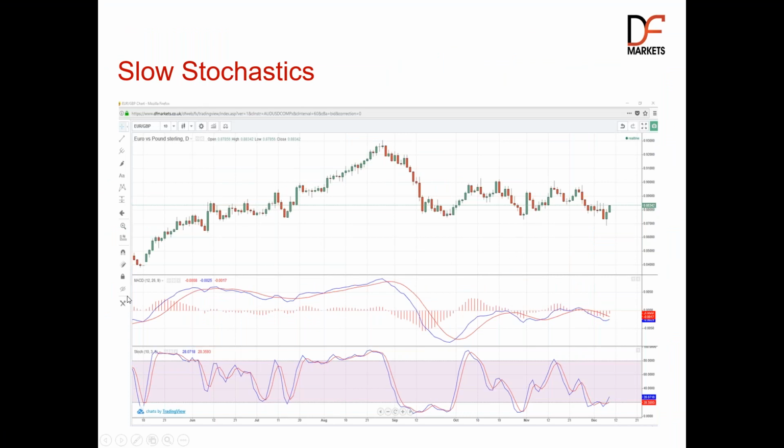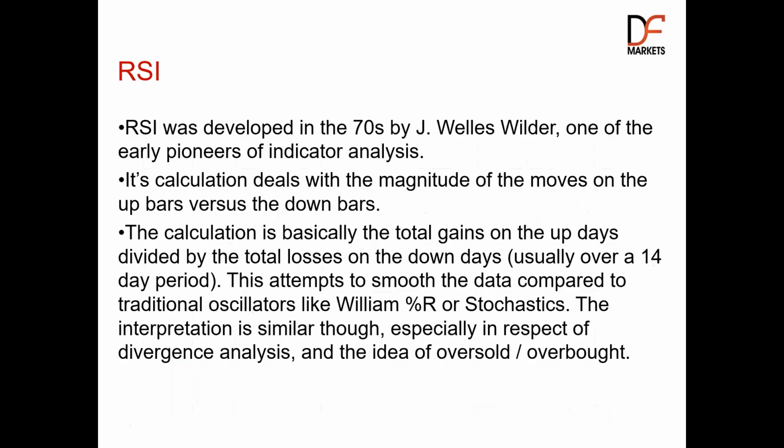Right, okay, so yes, that's the slow stochastics. That's what it looks like. That's the signals it gives. As I say, it is a speeded up version of the MACD indicator, but it does introduce that extra layer of overbought and oversold into the equation.